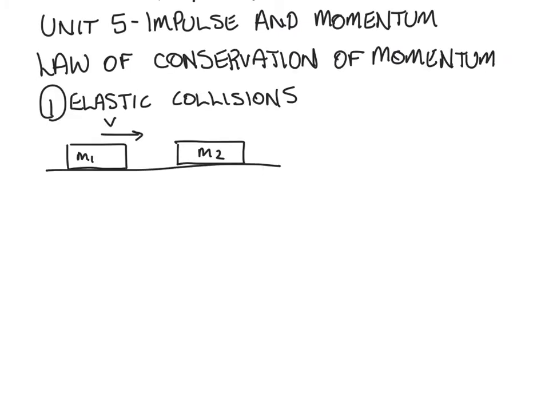Number one, elastic collisions. Let's say that we have an object rolling towards another object. Object number one has velocity. Object number two initially has no velocity, it's standing still. What happens in elastic collisions is that these two objects will collide, and afterwards they will not stick together. The equation that relates the motion of two objects in the elastic collision is this.